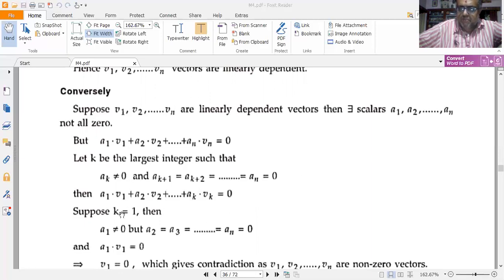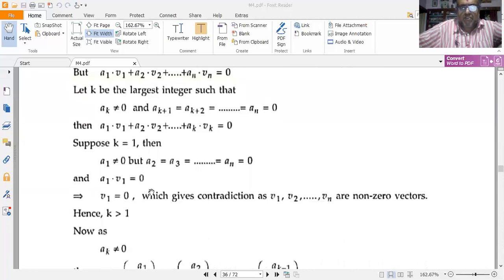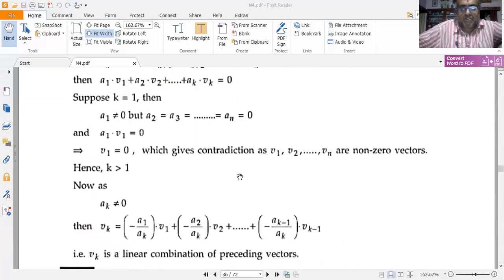Now let me assume k is equal to 1. Then a1 is not equal to 0, but a2 equal to a3 etc. up till an is equal to 0. And a1 v1 is also equal to 0. So that implies v1 is equal to 0 because a1 is not equal to 0, and this gives a contradiction as v1, v2 etc. up till vn are non-zero vectors. So therefore k should be greater than 1.